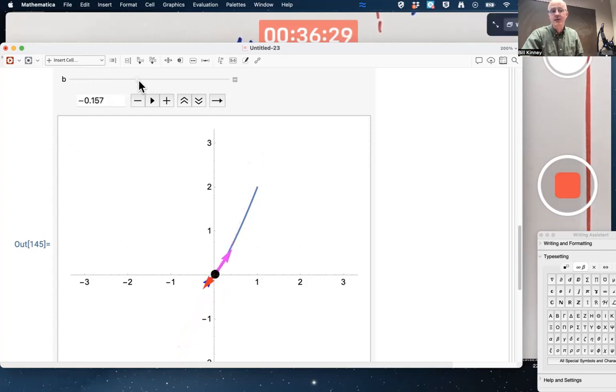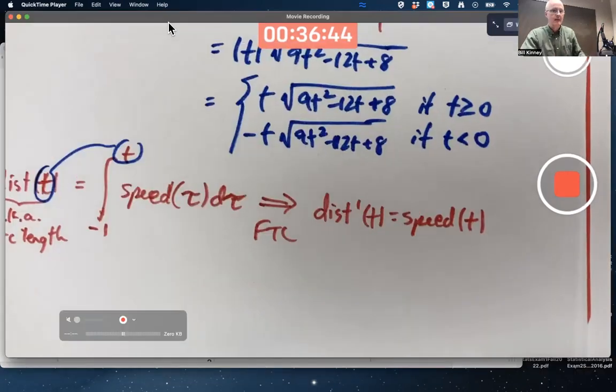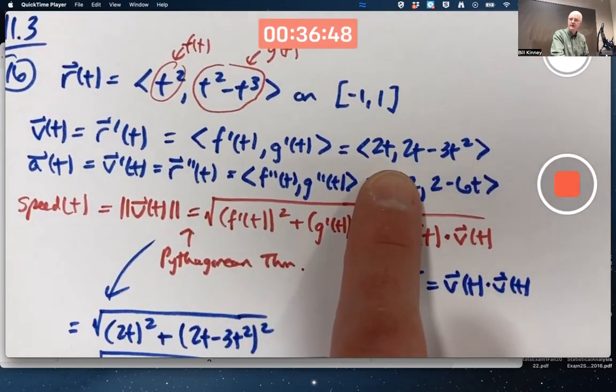Once we pass through time 0, we go through the origin. Evidently, at time 0, we kind of stop. There's a cusp here. This is one of those non-smooth examples. The velocity is 0 at a point, at t equals 0, in fact. If you plug in t equals 0 here, you get 0, 0.